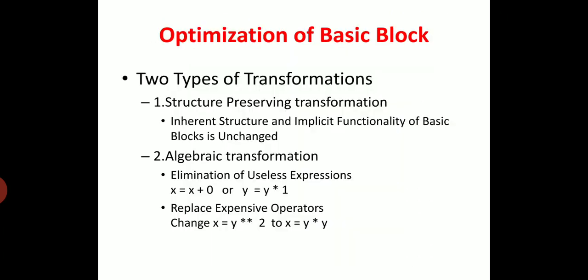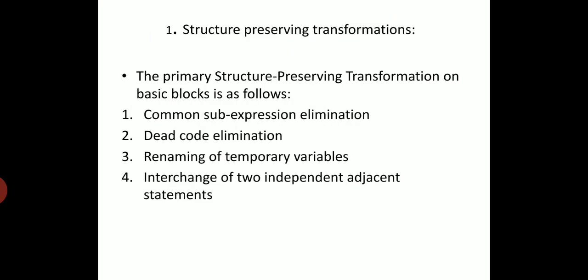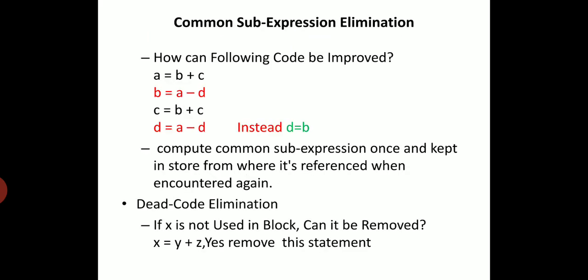Next topic is optimization of basic blocks. There are two types of transformation: structure preserving and algebraic transformation. Structure preserving transformation means the basic block's structure or functionality will remain unchanged even after applying the transformation. Algebraic transformation means we can perform algebraic simplifications over the statements. Structure preserving transformations can be common subexpression elimination, dead code elimination, renaming of temporary variables, and interchange of two independent adjacent statements. We can discuss them in detail.